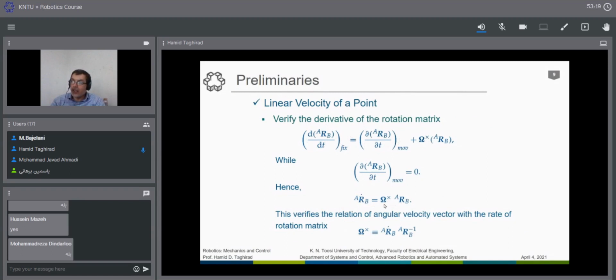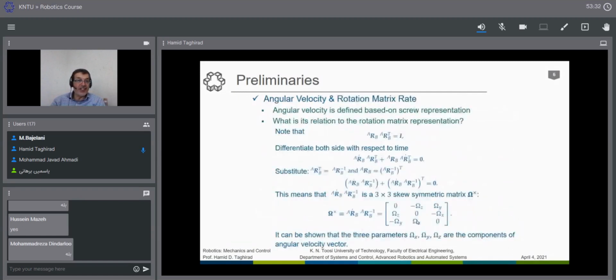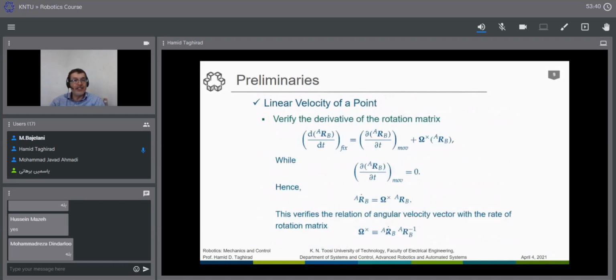And this is the same thing if you bring the inverse here from the right-hand side: omega cross is R dot times R inverse. This means that the skew matrix that we used here, which I claim is the angular velocity of frame B with respect to A, is exactly the angular velocity that we can see in here. Now, all the properties come together.